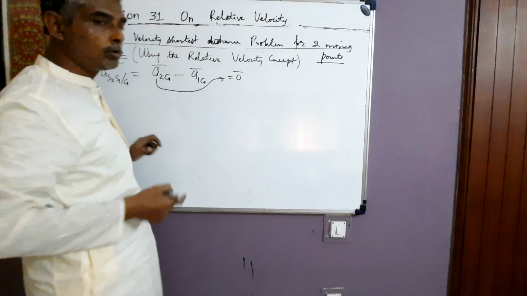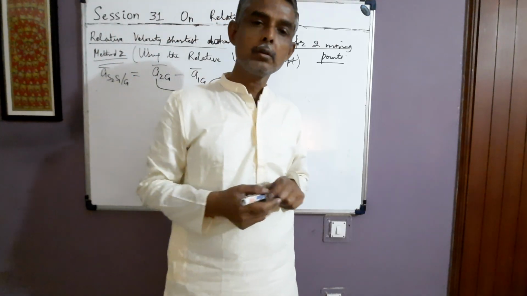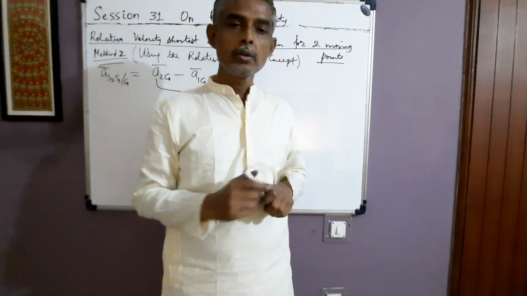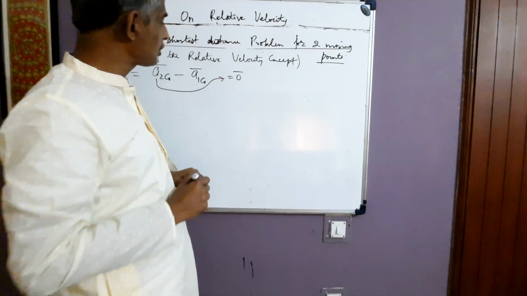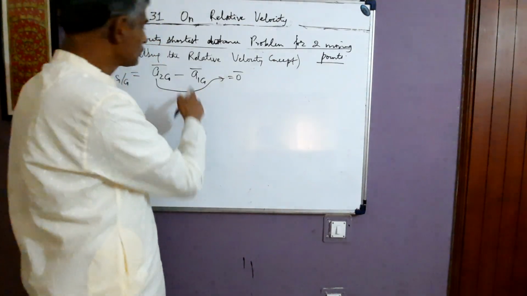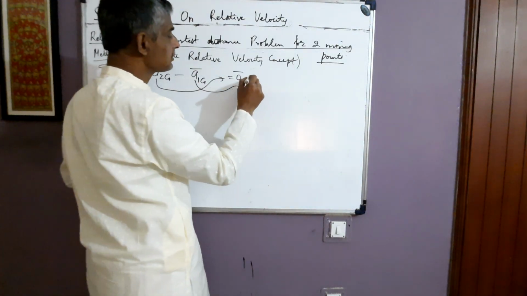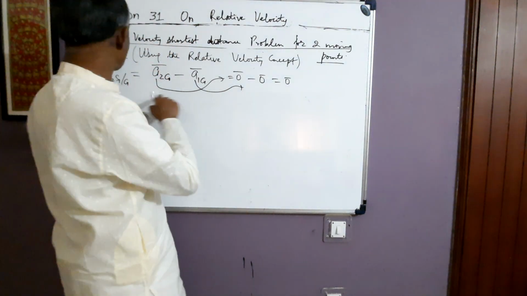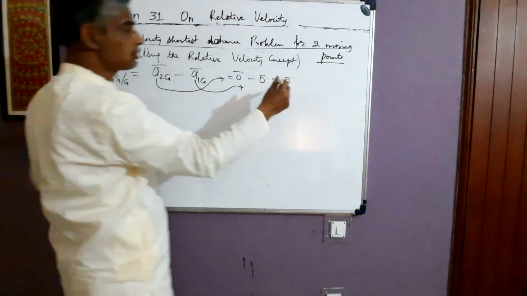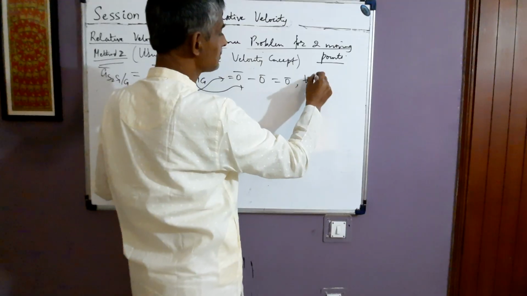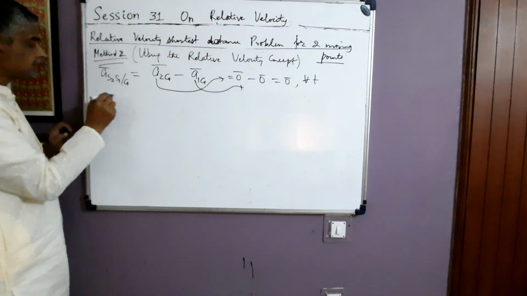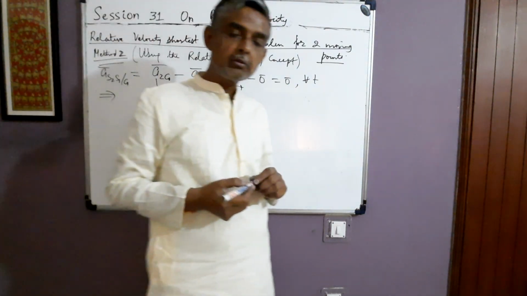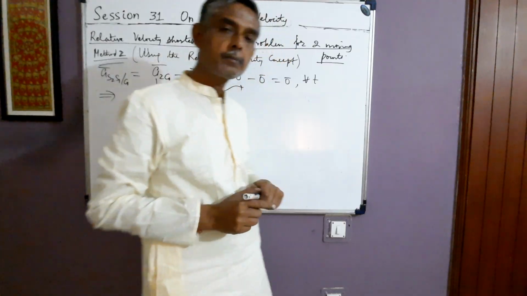And similarly S1 moves at a constant speed v along a straight line towards south. So velocity of S1 with respect to ground is also constant, v south. So A1G also becomes 0. So 0 minus 0 is 0. So that means the relative acceleration of S2 with respect to S1 in ground frame is equal to 0 for all times. So this means that relative acceleration between these two ships is 0 for all times.